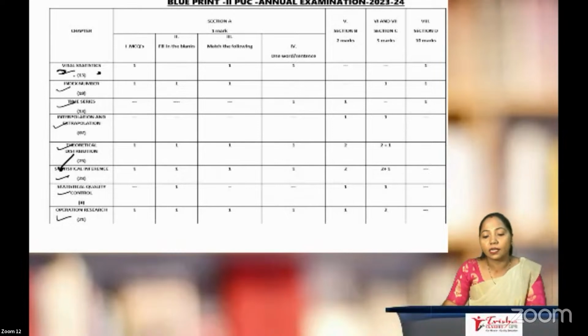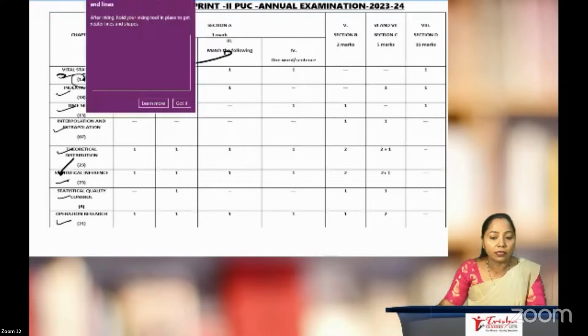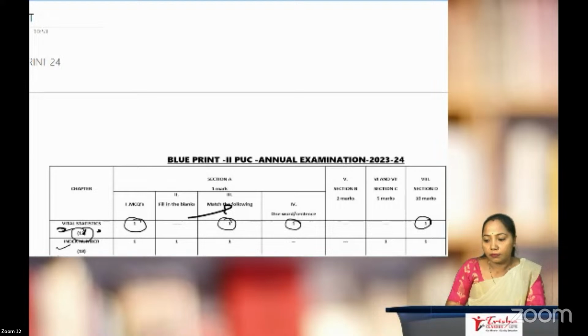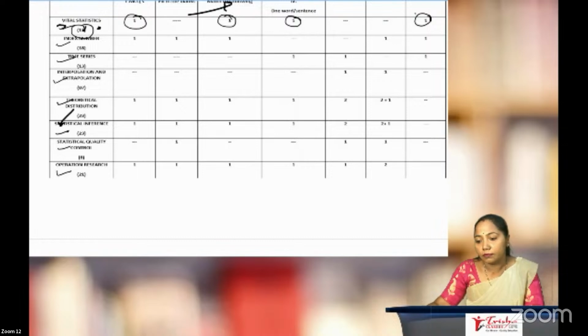The total weightage for this chapter is 13 marks. So you can expect one question in the MCQ for 1 mark. Under match the following, you can expect one question. Roman number 4, one word. The first question will be from this chapter, and a 10 mark question. One question for 10 marks. So altogether, it is 13 marks.